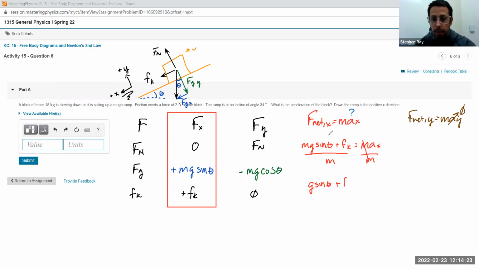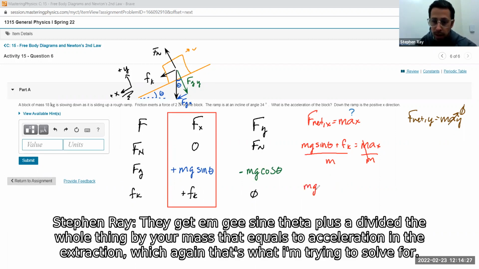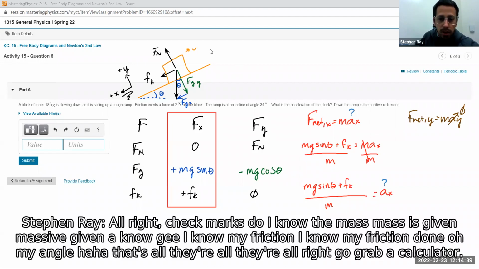I'm going to leave it. So I get mg sine theta plus f sub k, divided by the mass. That equals acceleration in the x direction, which again, is what I'm trying to solve for. All right, check marks. Do I know the mass? Mass is given. I know g. Do I know my friction? I know my friction. Do I know my angle? Aha, it's all there.